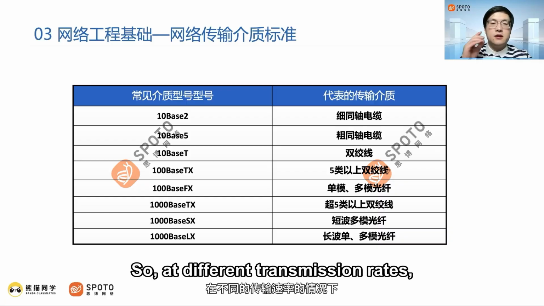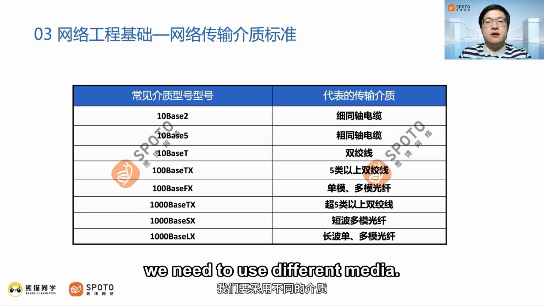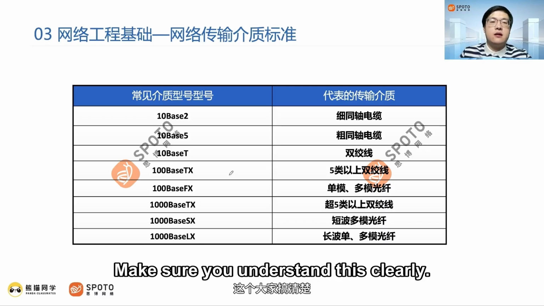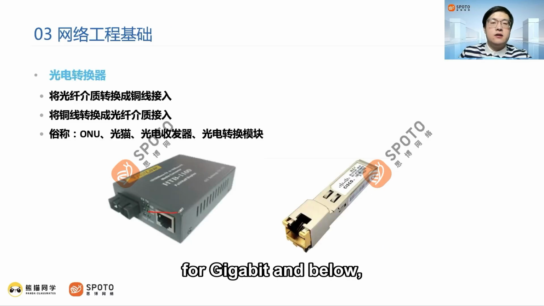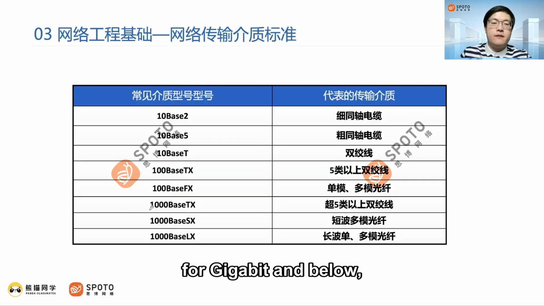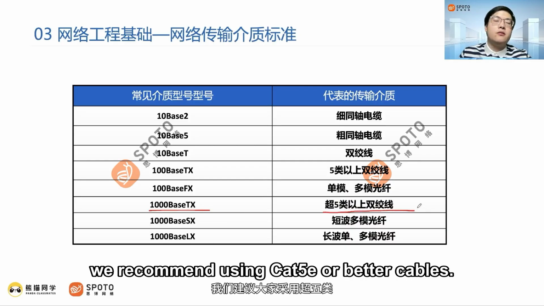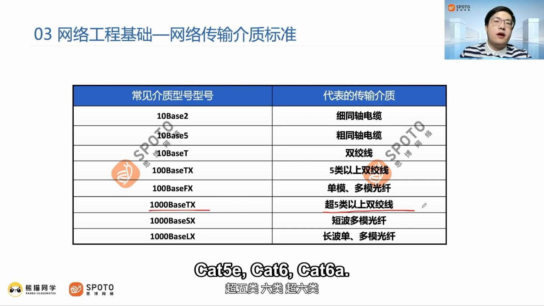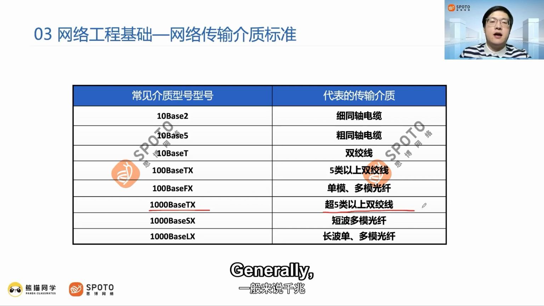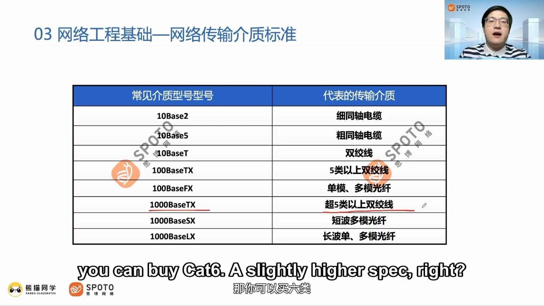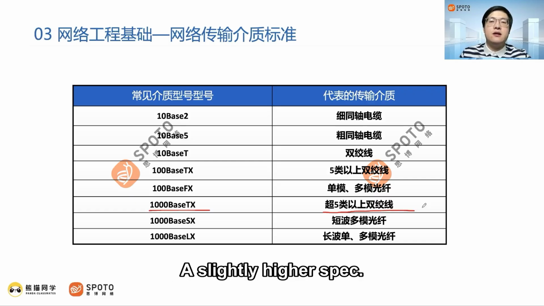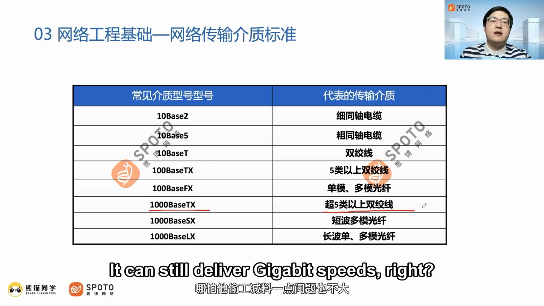So, at different transmission rates, we need to use different media. Make sure you understand, generally speaking, for gigabit and below, we recommend using Cat 5e or better cables. Cat 5e, Cat 6, Cat 6a. Generally, Cat 5e is enough for gigabit. Use standard Cat 5e, national standard Cat 5e. If you're not confident, you can buy Cat 6, a slightly higher spec, right? Even if it's a bit substandard, it's not a big issue. It can still deliver gigabit speeds, right?